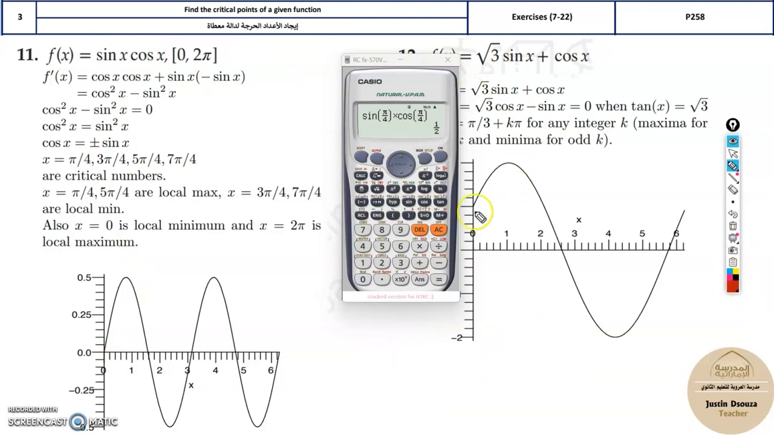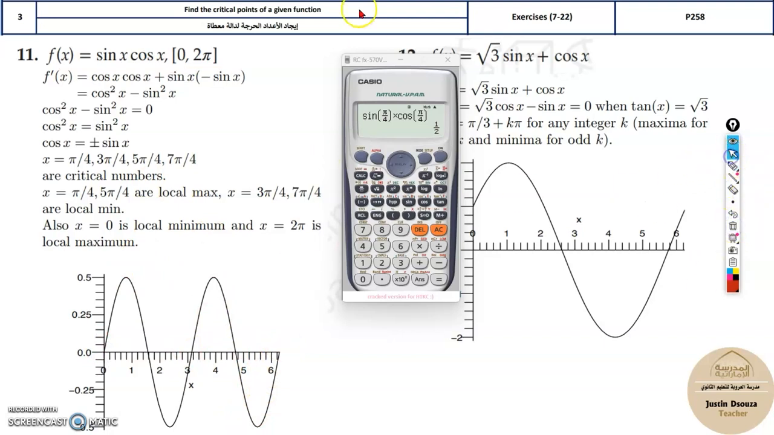There are many methods. See over here, x equals 0 is also a local minimum. Why? Because it starts over there and this is a closed interval. Look over here, the intervals are closed. Whenever the intervals are closed, we include those points as well. Now where is 0? Over here. So this is the minimum point and this will be maximum because it's going up. Okay, so this is how we can solve it.